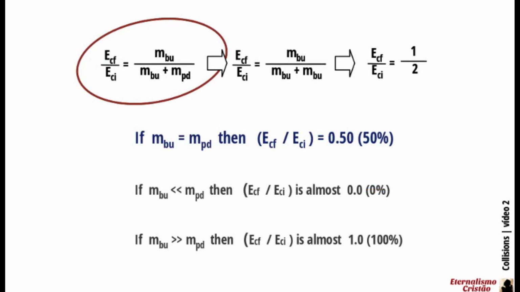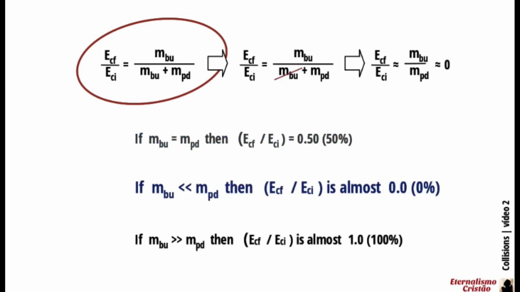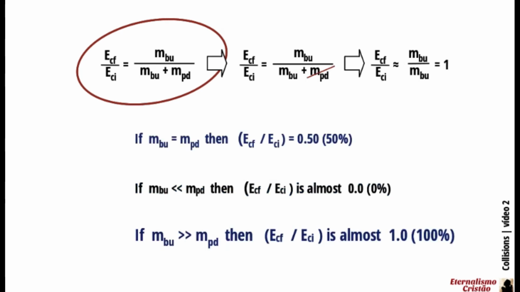If the mass of the bullet equals the mass of the pendulum, efficiency will be 50%. If the mass of the bullet is much lower than the mass of the pendulum, efficiency approaches 0%. If the mass of the bullet is much higher than the mass of the pendulum, just when you walk under the rain, efficiency approaches 100%.